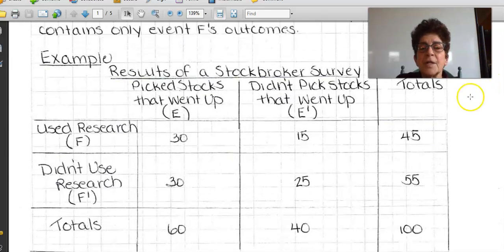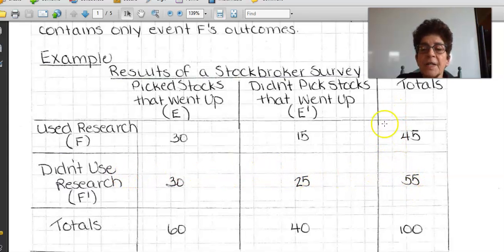Here's a table that shows the results of a survey of 100 stockbrokers. In the columns, we have event E outcomes and event not E outcomes. So event E is that the broker picked stocks that went up in value, and not E is the broker picked stocks that didn't go up in value, or didn't pick stocks that went up. If you take a look at the rows, event F is that the broker used research to pick the stocks, and event not F is the broker didn't use research to pick stocks.